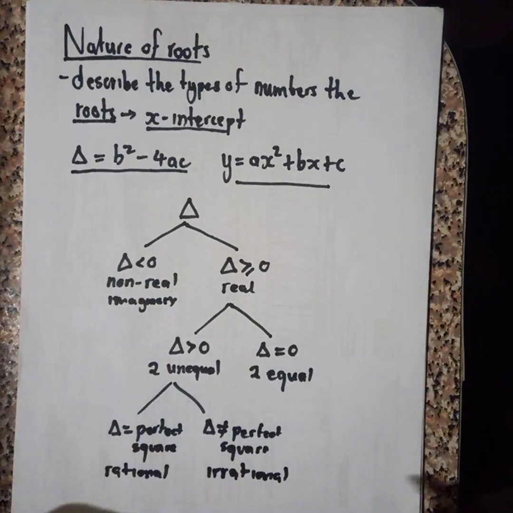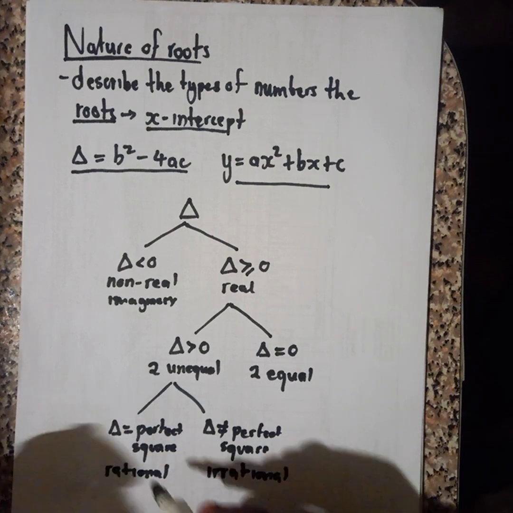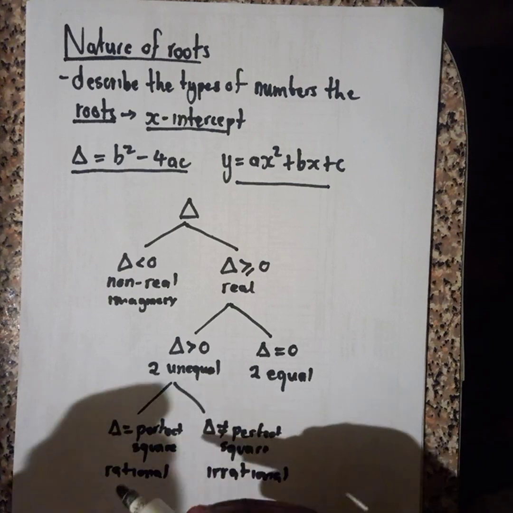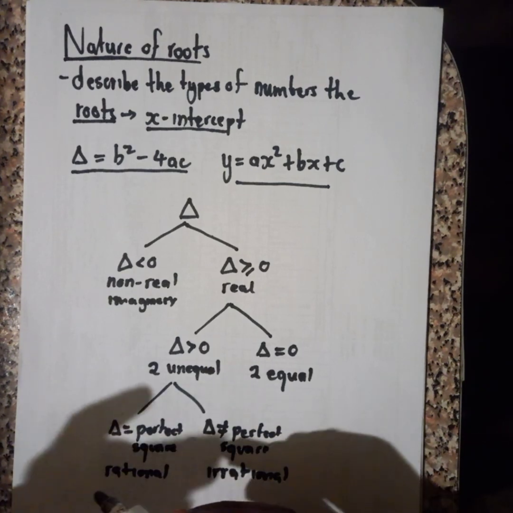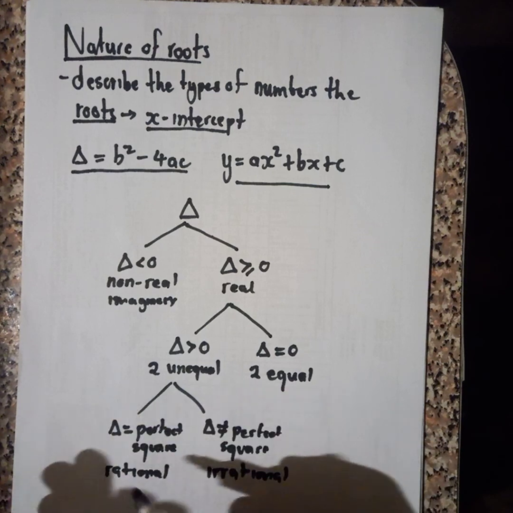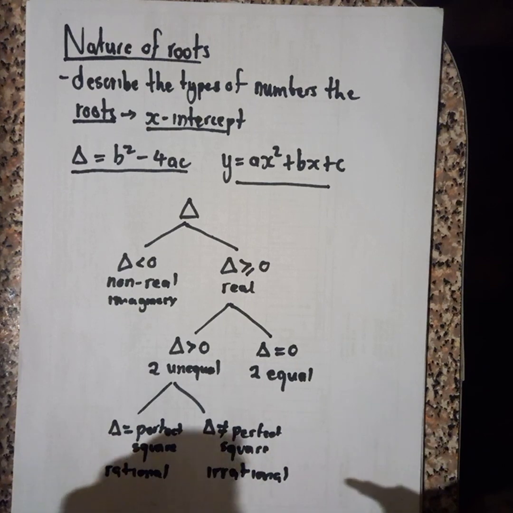An example of a perfect square is like 4 and 16. You get the point? Irrational cases are like 2 and 3, which are not perfect squares. A perfect square is the square of a number. 2 squared is equal to 4. 3 squared is equal to 9. Square of a number, we say those are the perfect squares. Do you get the point?